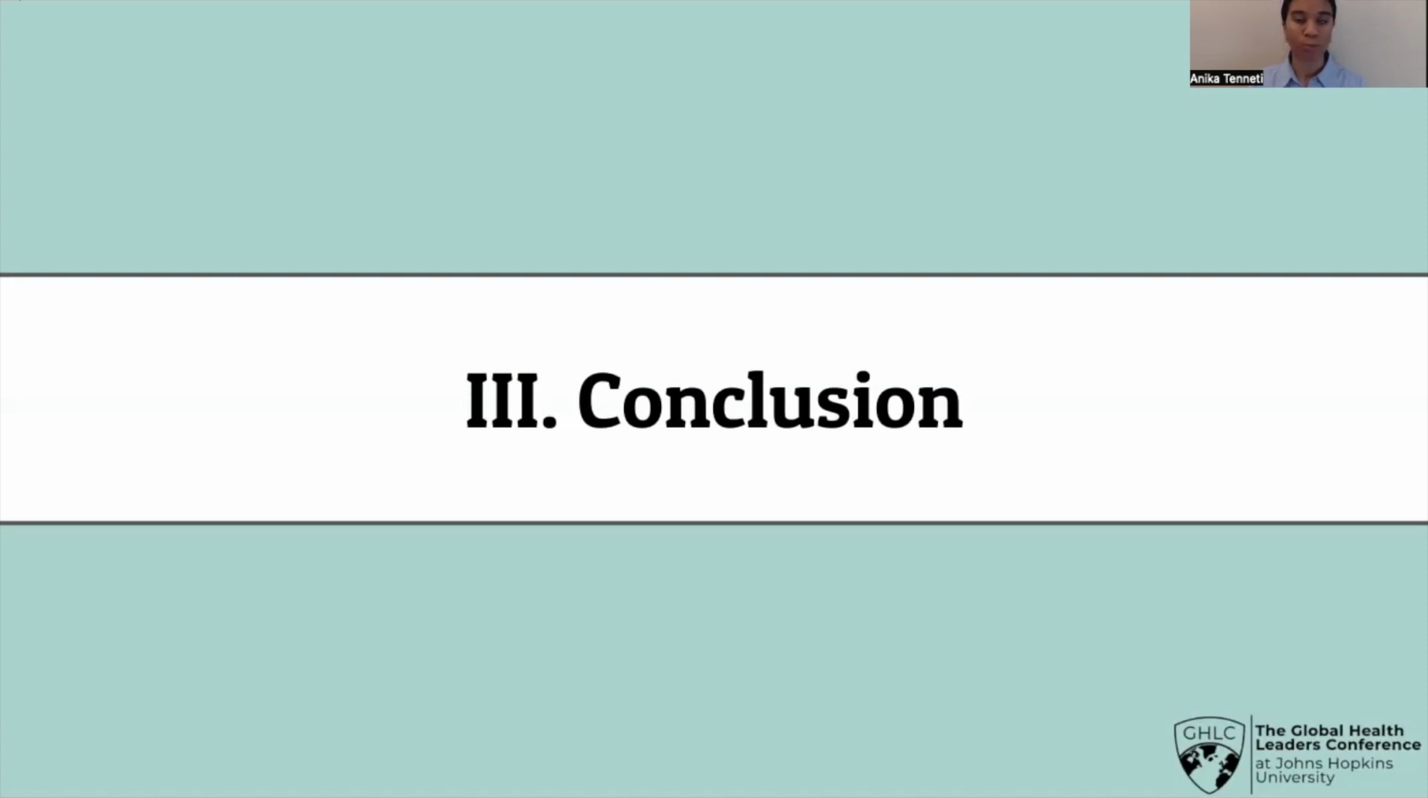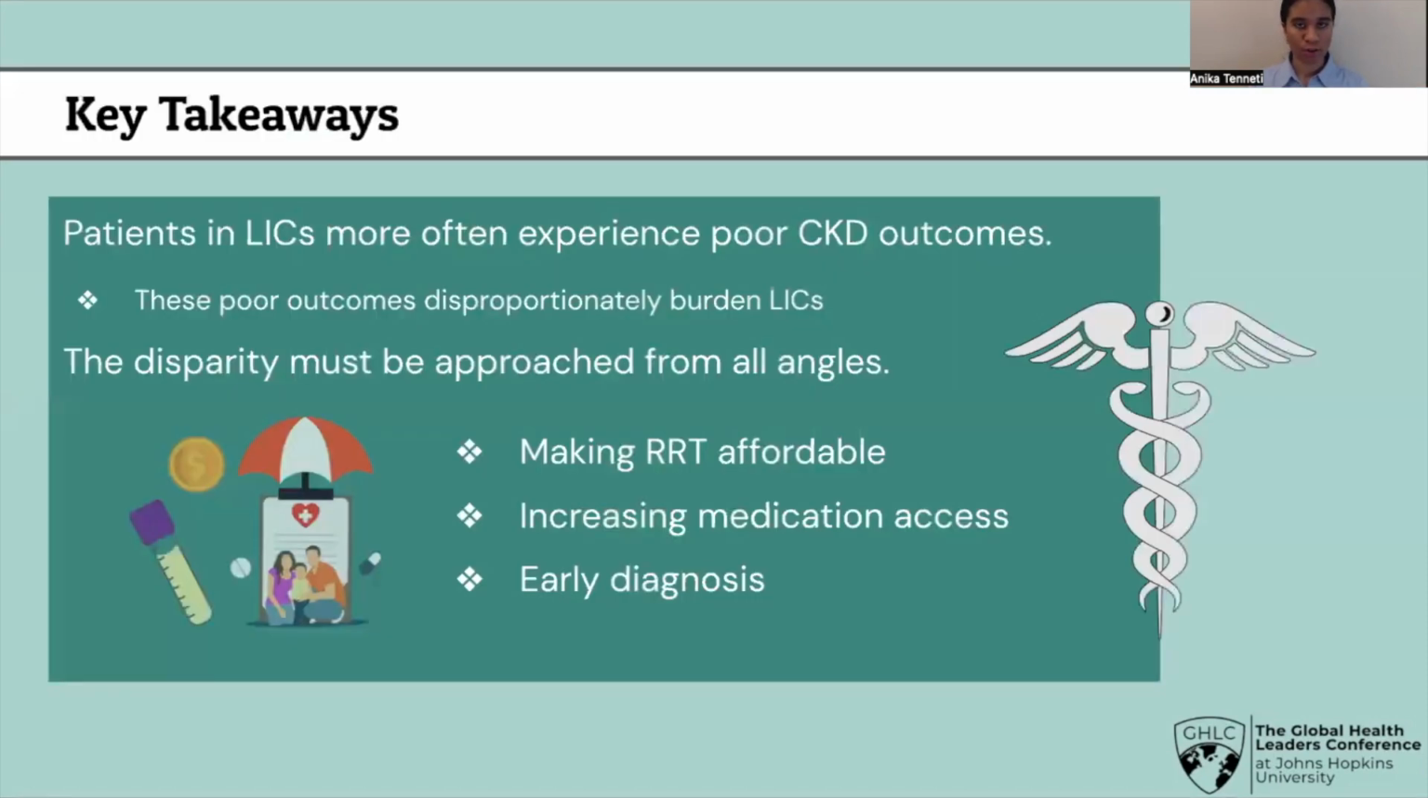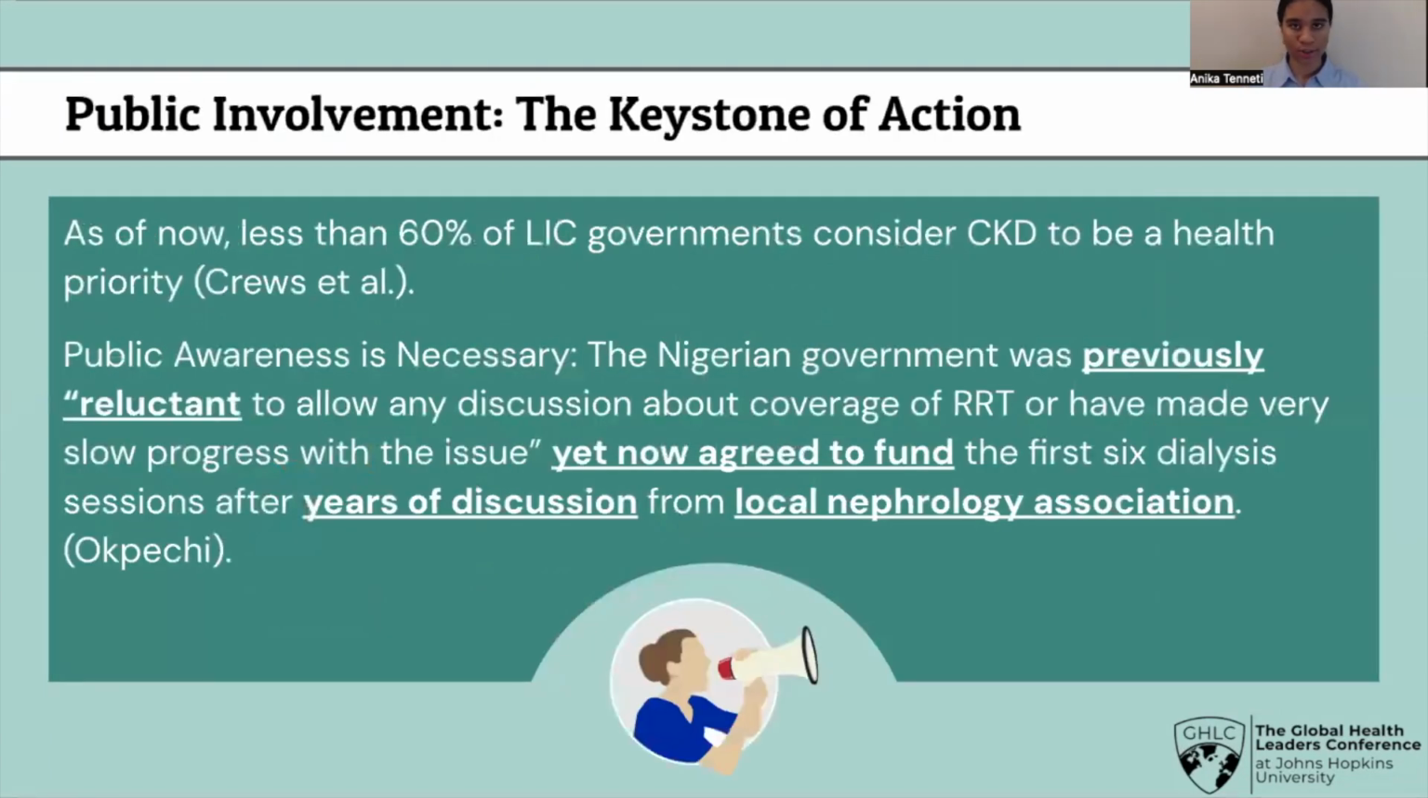Now that I have examined and proposed solutions for the disparity in CKD outcomes based on country income levels, I'll provide you with my key takeaways. Overall, patients in LICs tend to have poorer outcomes of CKD care, and this is disproportionately problematic. As for a solution, the disparity must be approached from multiple angles, considering the vast array of strategies I've proposed, all with different goals. But no matter what exact strategies LICs implement, government support is inevitably needed.